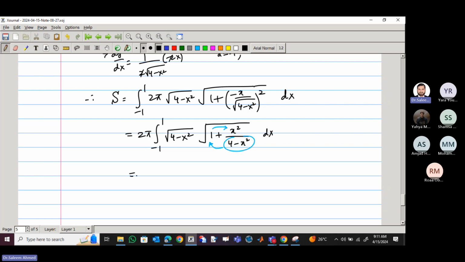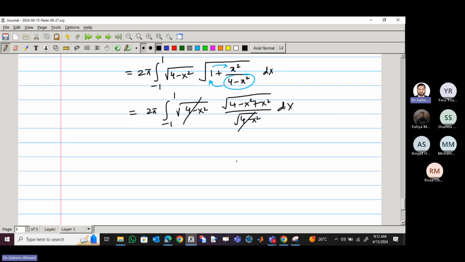So if we do this, 2 pi, integral from -1 to 1, I got 4 minus x square plus x square. 4 minus x square into 1 is 4 minus x square, plus x square, divided by 4 minus x square. This is my LCM, right? dx. So see, this is cancelled with this. So it becomes very easy, and x square is also cancelled with x square.